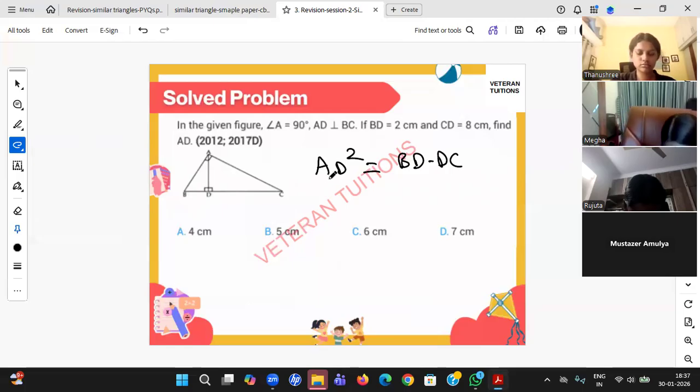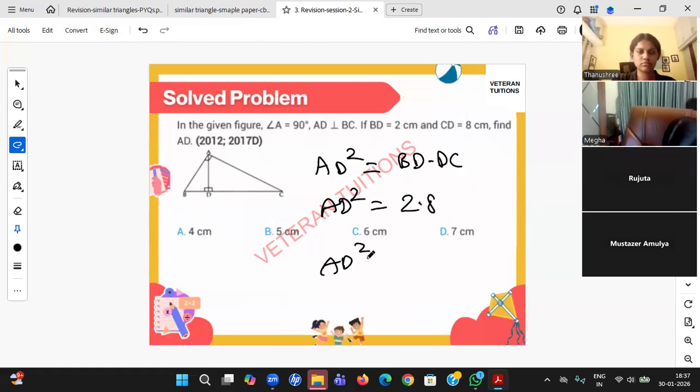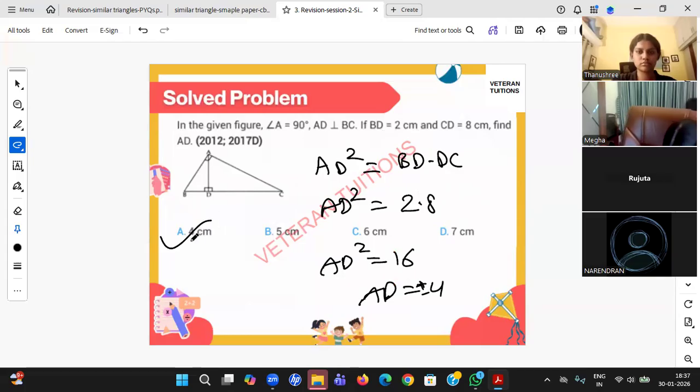Okay, what is AD square? I need to find what BD is. BD he has given as 2, DC is given as 8. AD square equal to 16, AD equal to plus or minus 4 actually. Finally, you will end with plus 4. So if it is for 1 mark, MCQ, you can use this formula. This AD is the height, so height square equal to BD into DC.